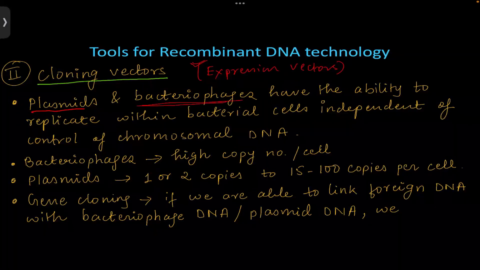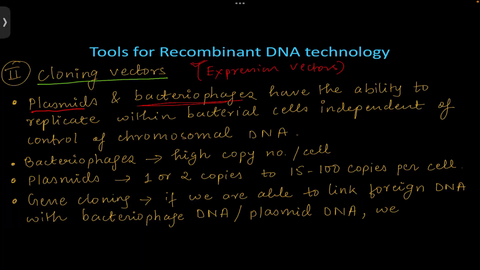They are mainly used. Why? Because they have the ability to replicate within a bacterial cell independent of the control of chromosomal DNA. It means the plasmid DNA or the bacteriophage DNA do not need to be integrated with the chromosomal DNA in order to get replicated, in order to create multiple copies within the bacterial cell. What they need is only the DNA polymerase enzyme of the bacterial cell in order to replicate. Otherwise, the origin of replication sequence is present in both plasmid DNA as well as the bacteriophage DNA.